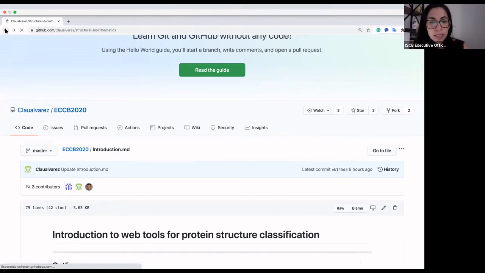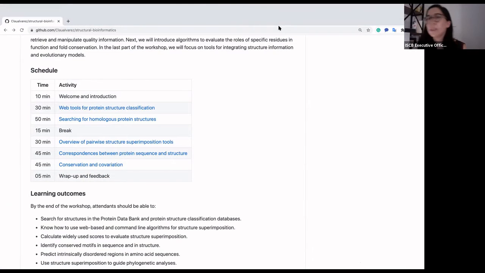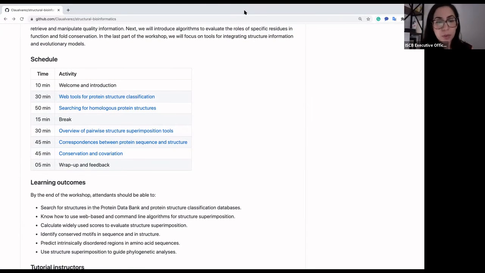Good. So the next section is going to be, and you can download the Git, I think. Yeah. It's going to be about searching for homologous structures.